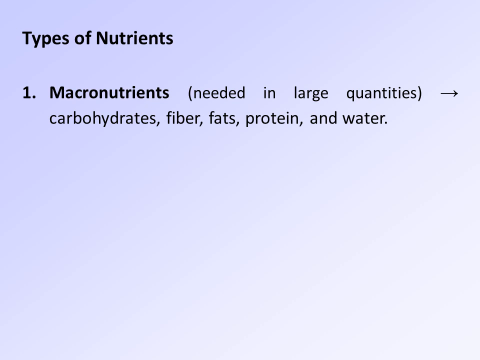What are the types of nutrients? Nutrients in general are classified into two main types. First, the macronutrients, which are needed in large quantities and include the carbohydrates, the fibers, the fat, the protein, and the water.